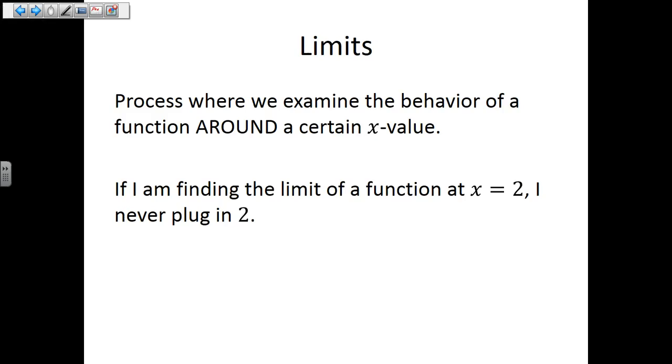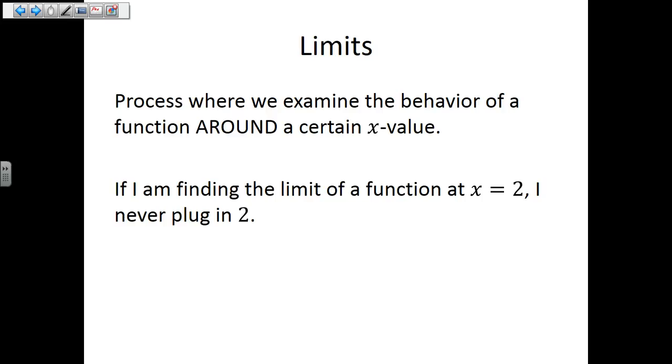Now let's talk about limits. Taking the limit is a process where we take a look at the behavior of a function really super close to a certain x value. One thing that I always tell my students is if I'm finding the limit of a function at x equals 2, I never ever get to actually plug 2 into the function. I'm always plugging numbers super duper close to 2 into the function.